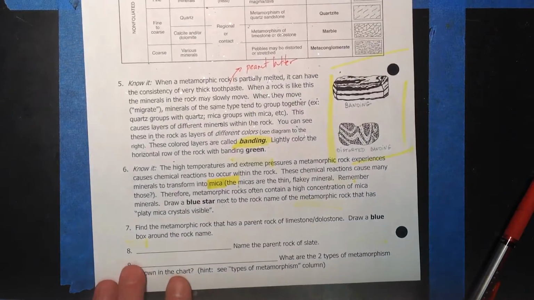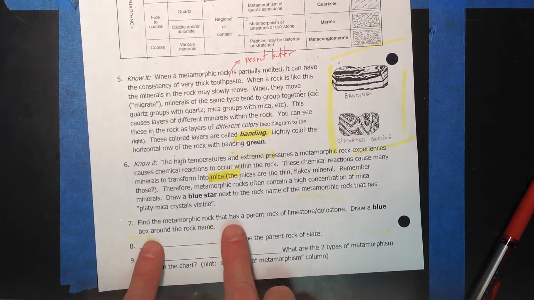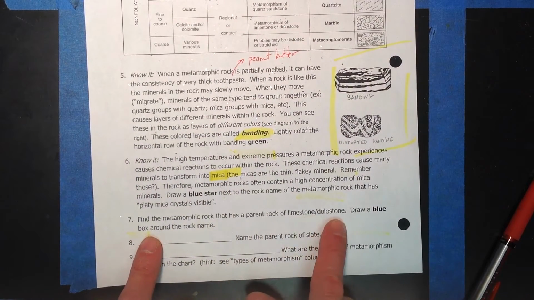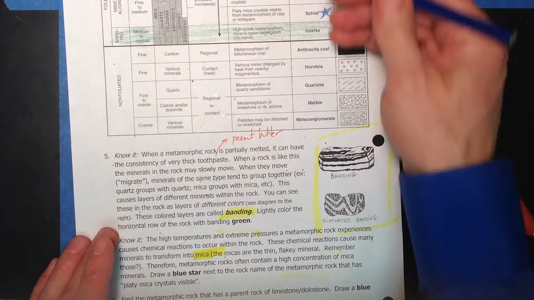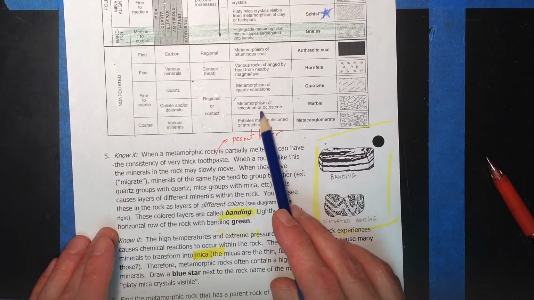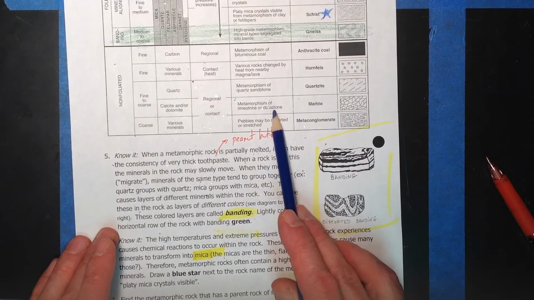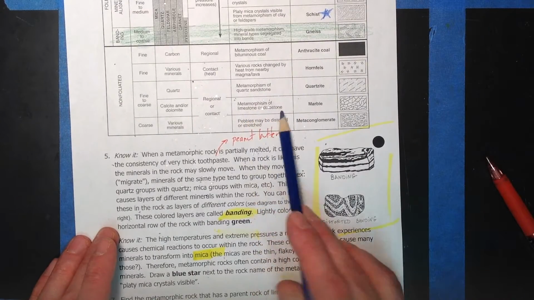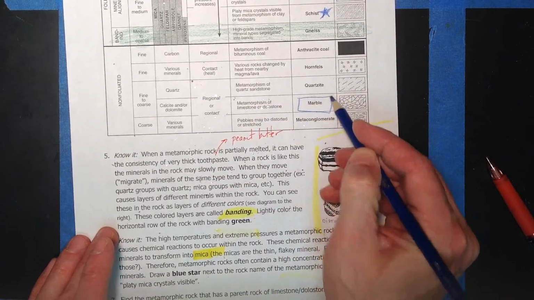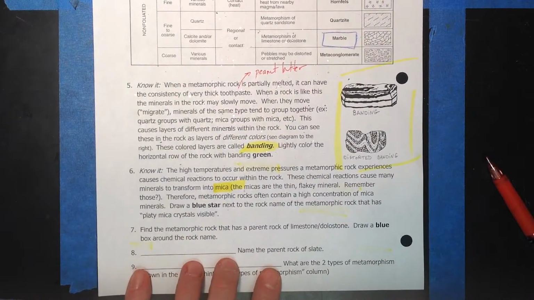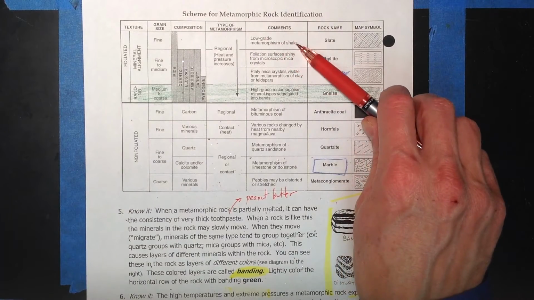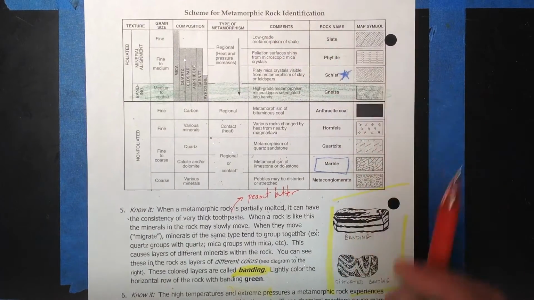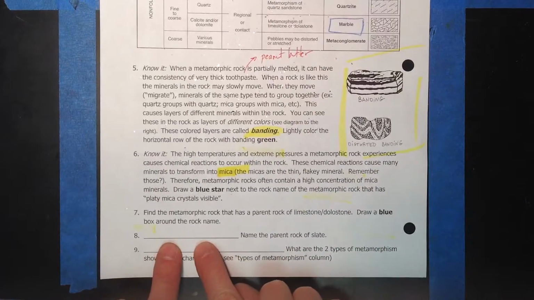What else we got? Find the metamorphic rock that has a parent rock of limestone or dolostone. Draw a blue box around the rock name. You got to look here. You got to look around. Comments: metamorphism of limestone or dolostone. That means that's the parent rock, and it became marble. Draw a blue box. There you go. Name the parent rock of slate. Slate is here. Low-grade metamorphism of shale. So the parent rock of that is shale for number 8.